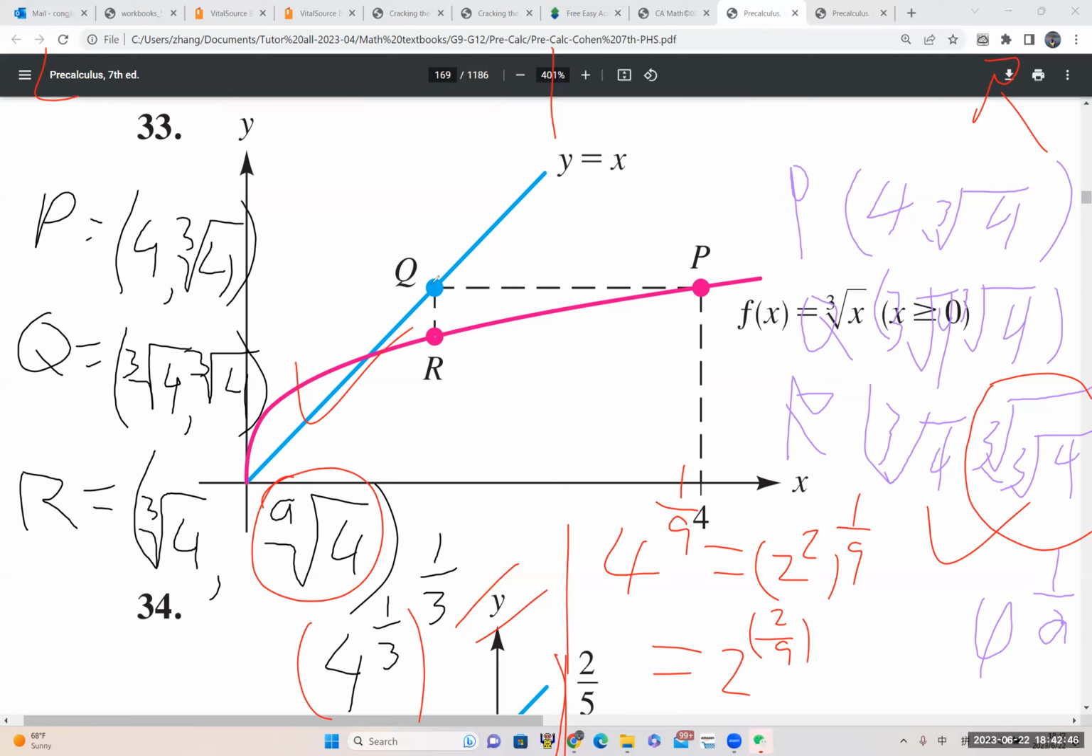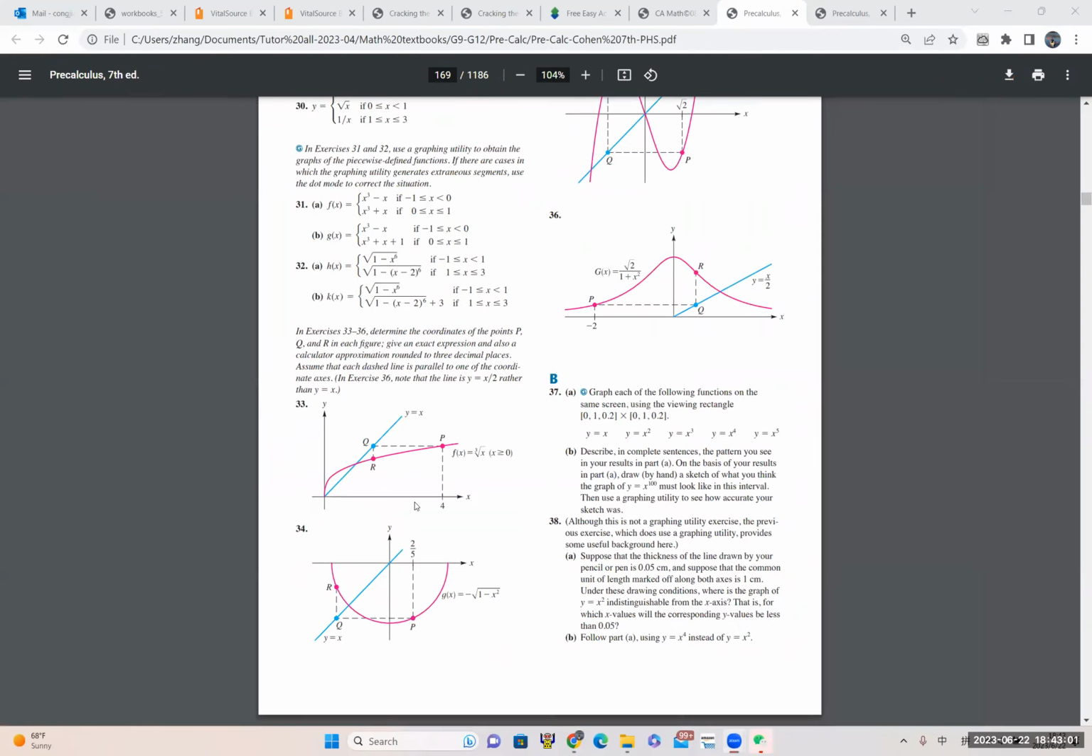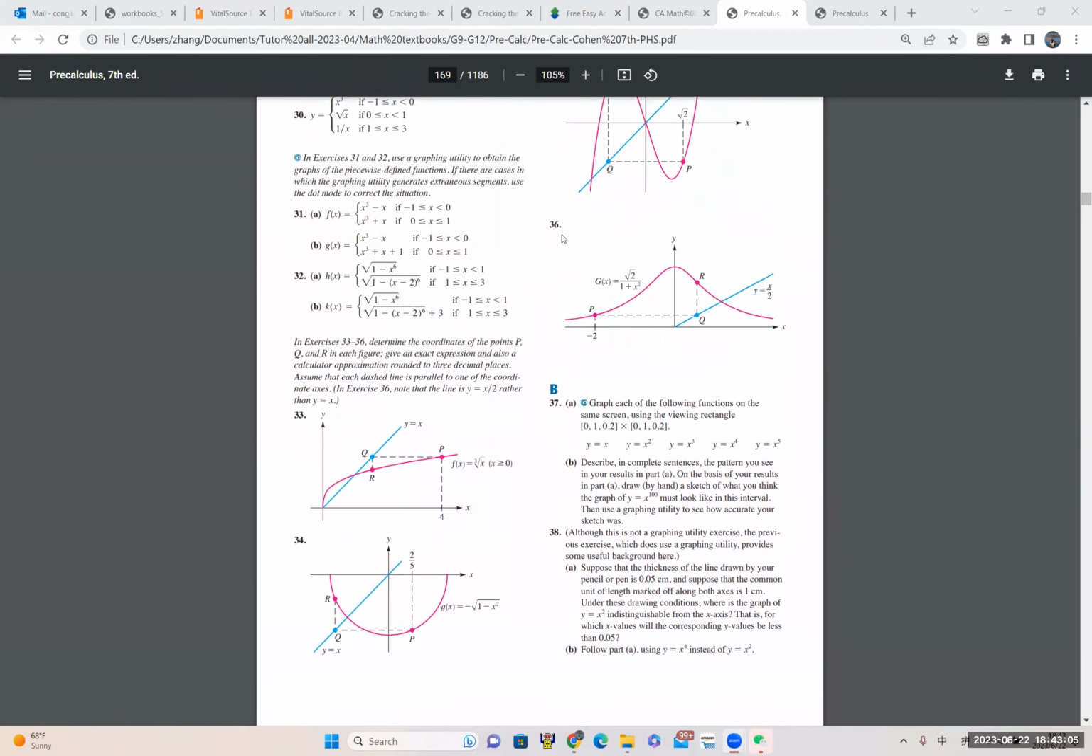And this problem is kind of fun, right? The points either share the same x value or the same y value. Okay, anyway. Then 44. We don't have 44.